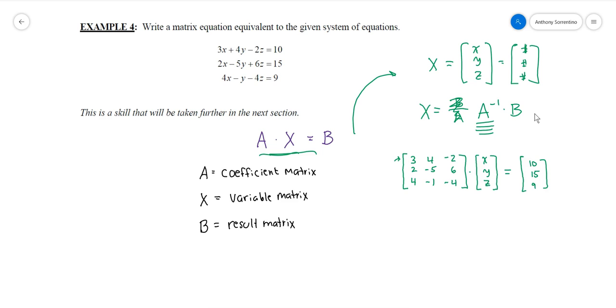Now, we haven't talked about inverses of matrices, but that's what we're going to be moving towards in the next lesson. So for the time being, though, that brings us to the end of this video.